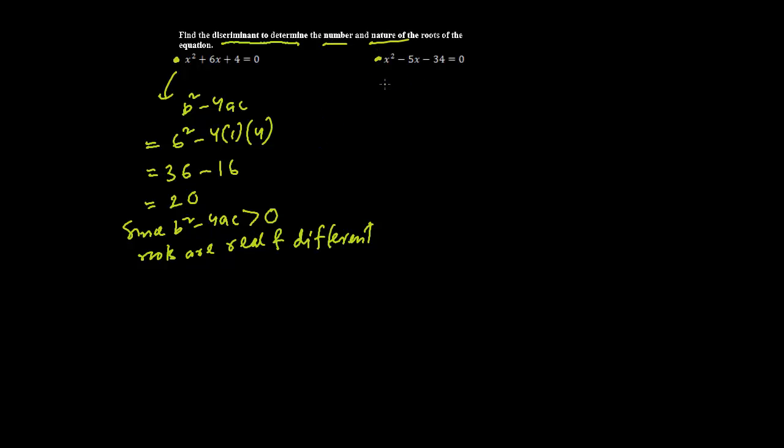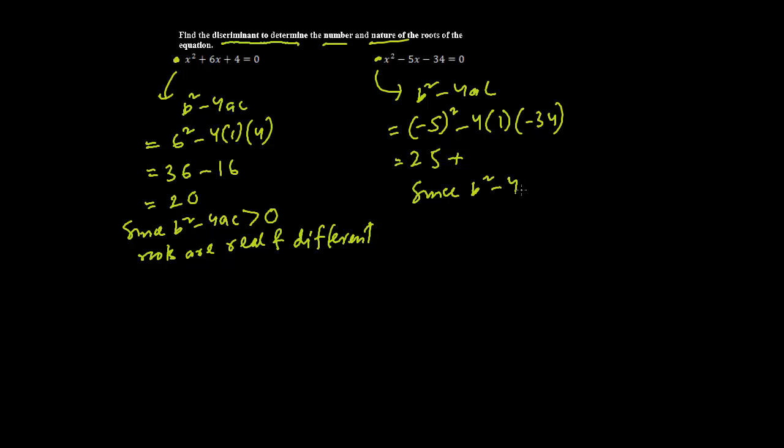Now the next example, again we can write b squared minus 4ac. We don't know what the value is, so let's find it. b is the coefficient of x, which is minus 5. So minus 5 squared minus 4, where a is the coefficient of x squared and c is minus 34. So this would be 25 plus 4 into 35, which is also going to be a positive number. So we can write, since b squared minus 4ac is greater than 0, even here the roots are real and different.